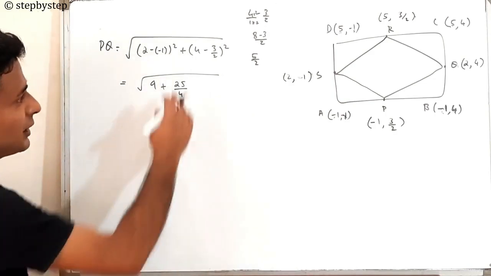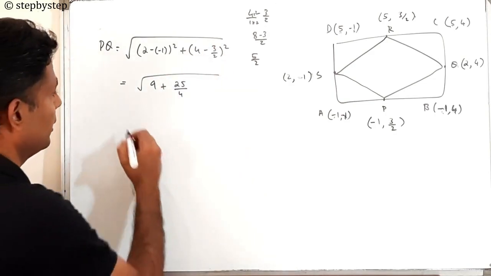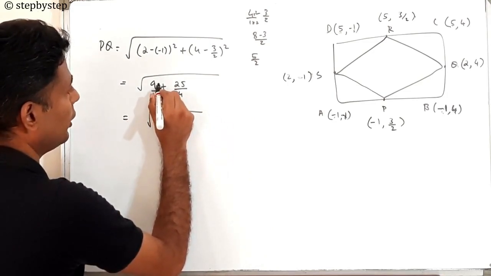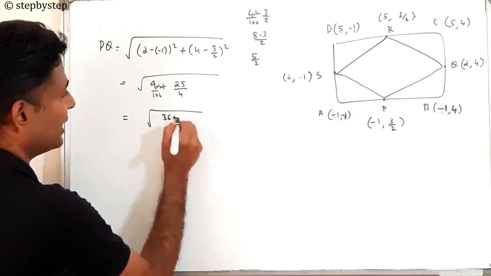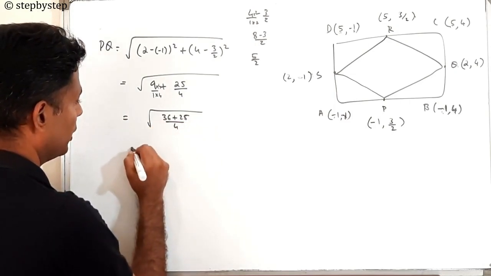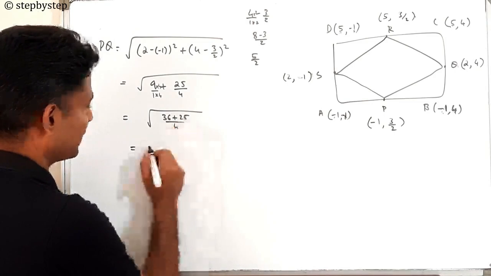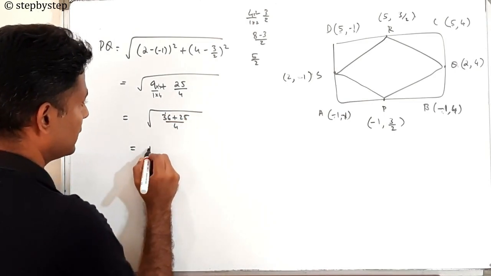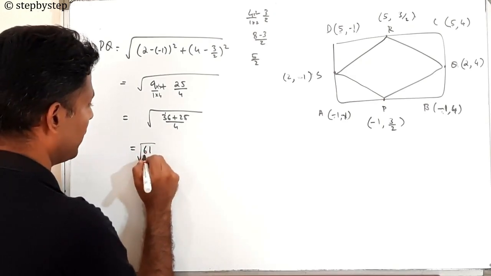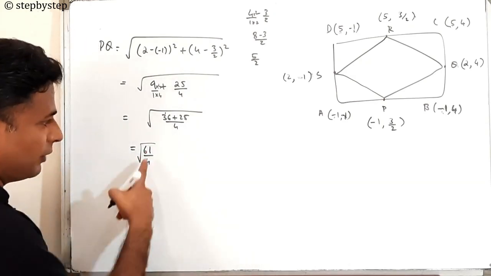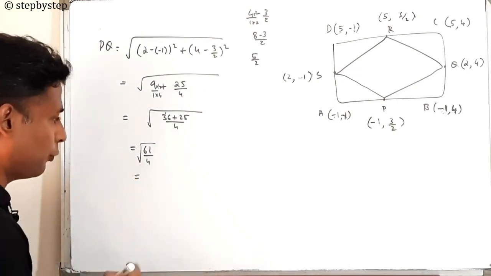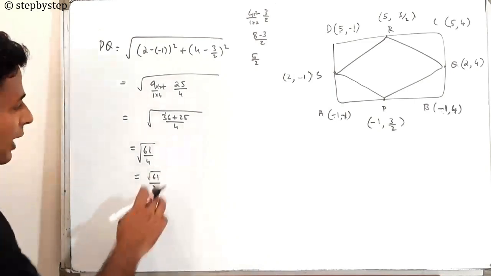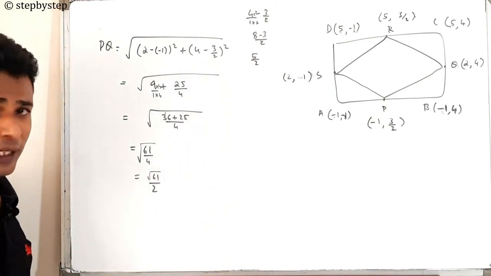I am doing it a little fast, I hope you have done the calculations properly. Now we have to take the LCM again, here 9 into 4 is 36, so we get 36 plus 25 by 4. So 36 plus 25, 6 plus 5, 11, 3 plus 2, 5, 5 plus 1, 6, so we get root 61 by 4. Splitting, we can write it as root 61 by root 4, that will become root 61 by 2. So we got the value of PQ as root 61 by 2.